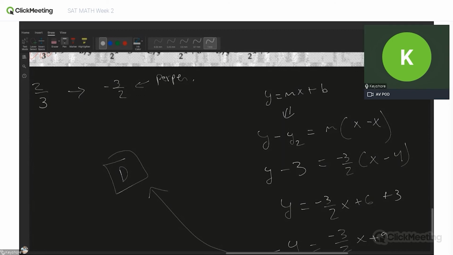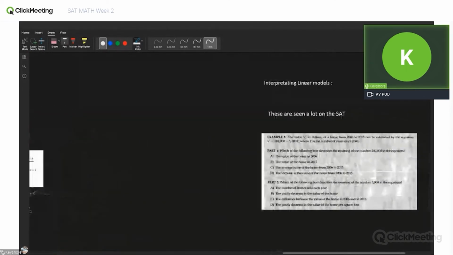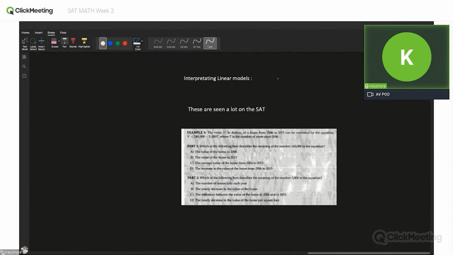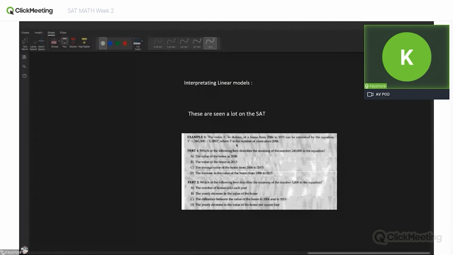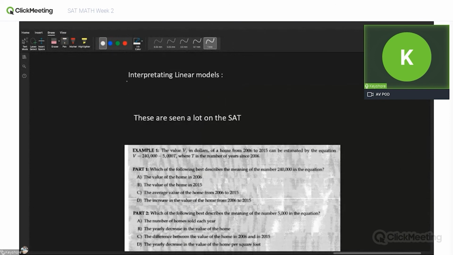All right. So lines is over. The next concept is linear model. This is the last one we're going to be looking at. So there's only a few questions for this, and then we'll be done. Okay, so interpreting linear models. These are seen a lot on the SAT.